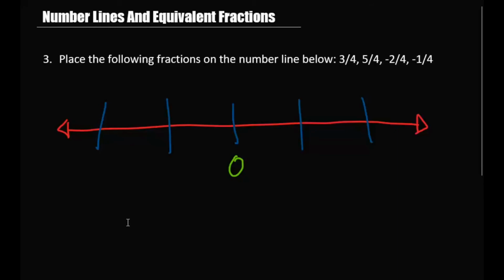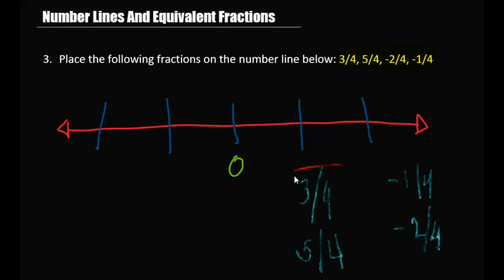Our third question is a number line again. These are the fractions that we are going to have to place on the number line. So I'm just going to write these numbers down. First we're just going to do the positive numbers. The positive fractions are 3/4 and 5/4. We know that 3/4 is smaller than 5/4, so we're going to write 3/4 right over here. And we know that 5/4 is bigger than 3/4, so 5/4 goes right next to the 3/4.